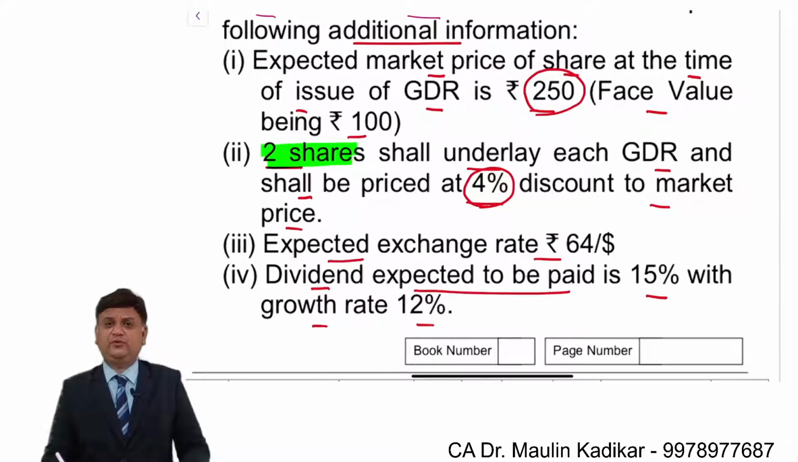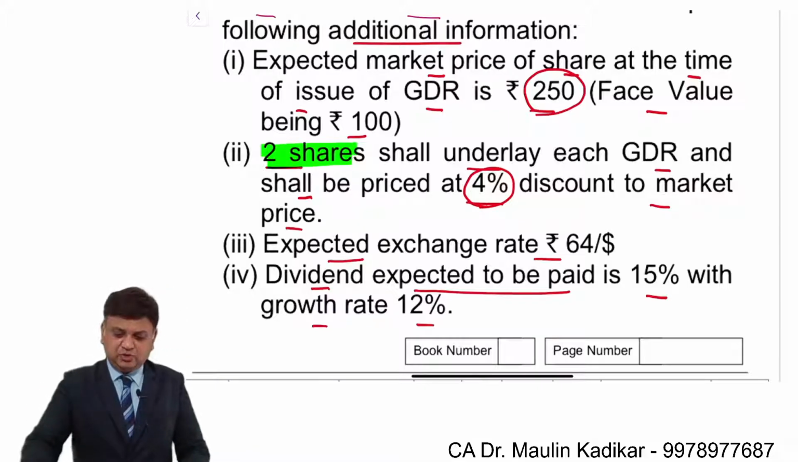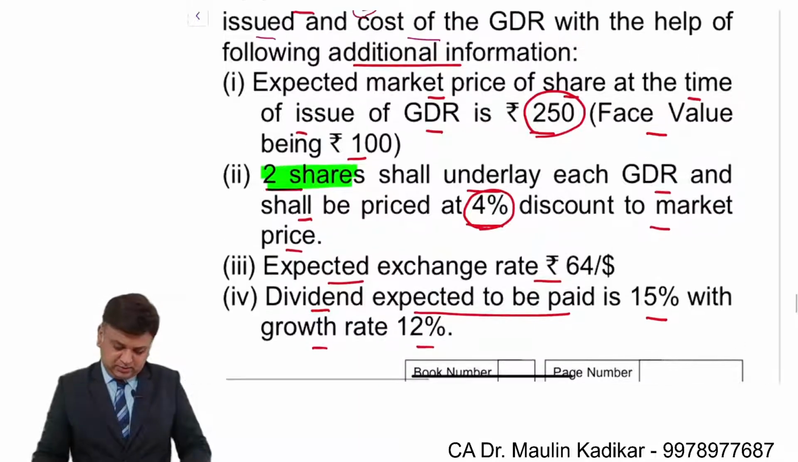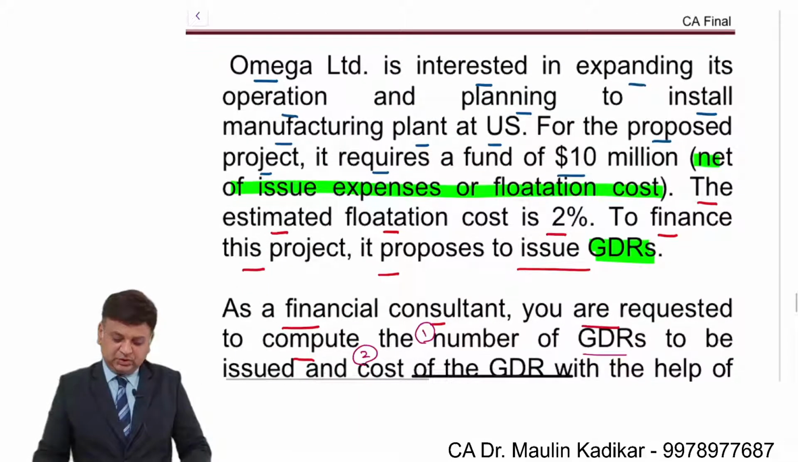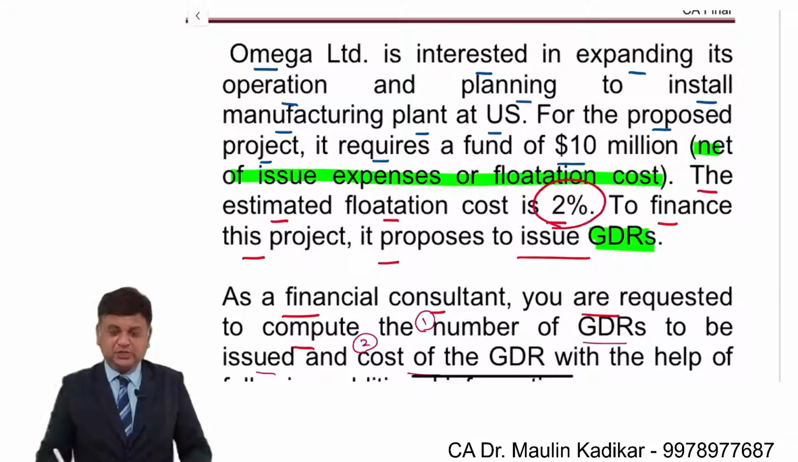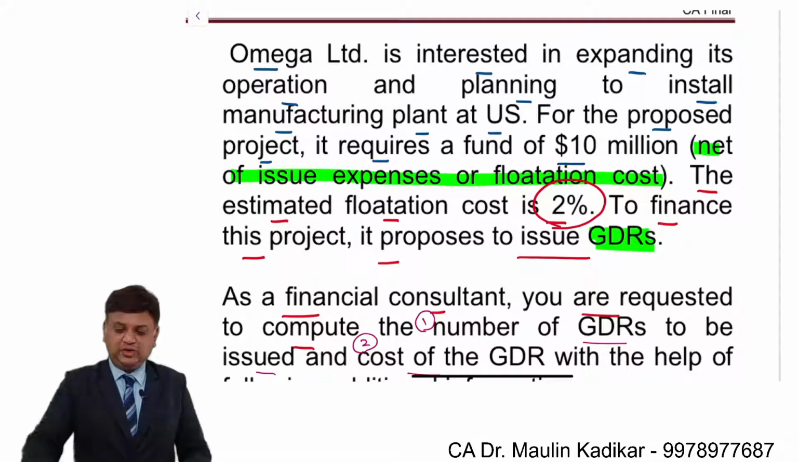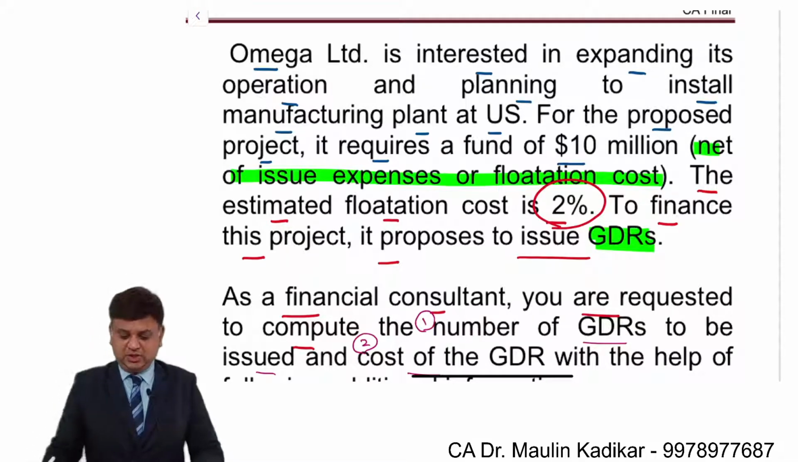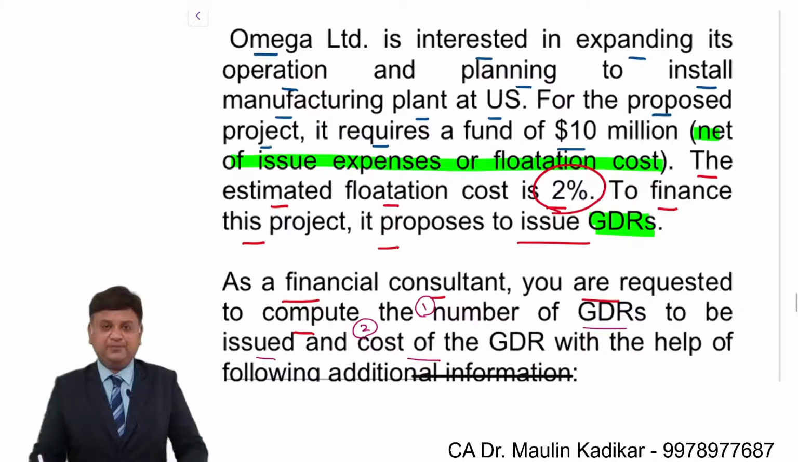However, when we issue in the international market in the form of GDR, we are going to issue at a 4% discount. So kindly use your calculator: 250 minus 4%, the issue price is going to be 240. Further, it has been given that the flotation cost is 2%. So 240 into 2%, 4 rupees 80 paise is the flotation cost. So the net amount that you are going to receive is 235 rupees and 20 paise per GDR.